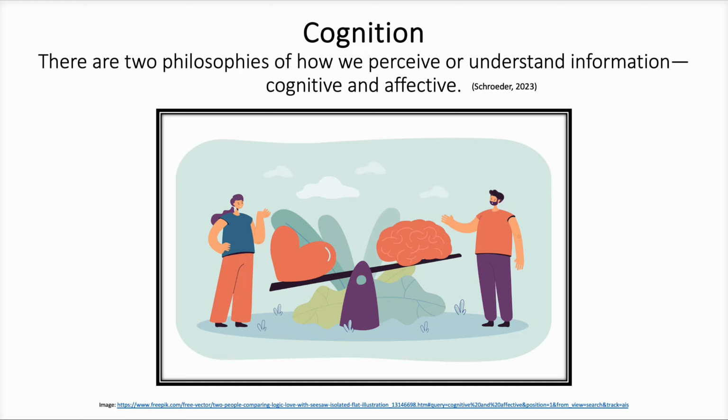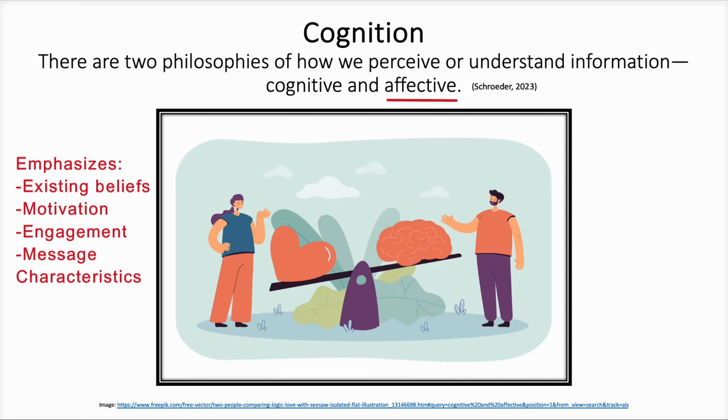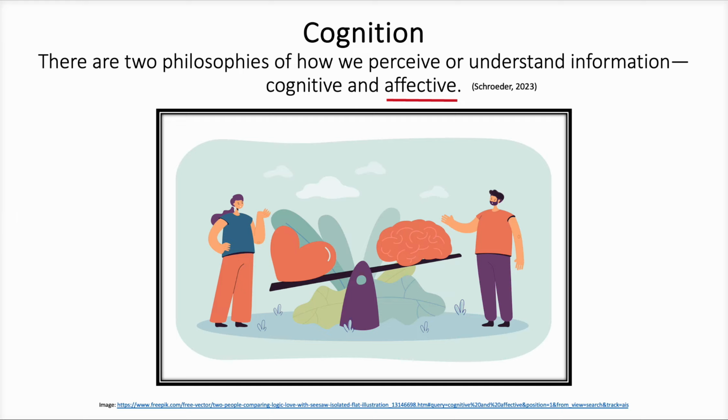On the other hand, affective theories look at people's mental states, meaning their current beliefs and motivations, and they even consider the features of the message being presented. Affective theories recognize that there are all kinds of social and emotional factors that play into how we learn. However, it's not easy to quantify emotions and beliefs when it comes to research.